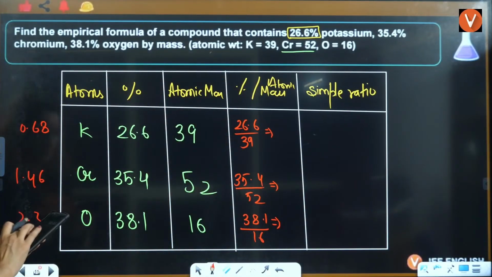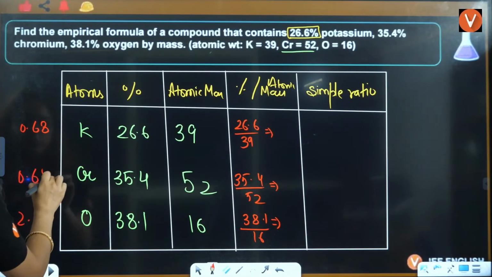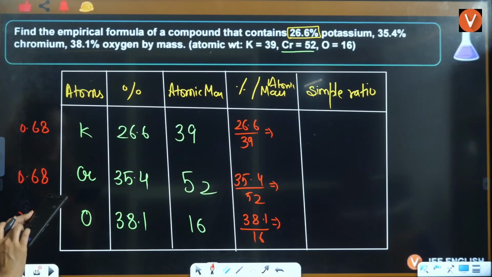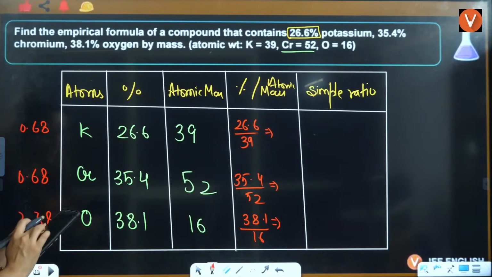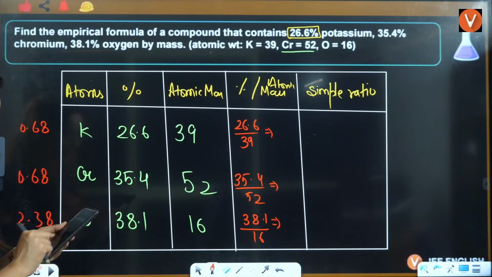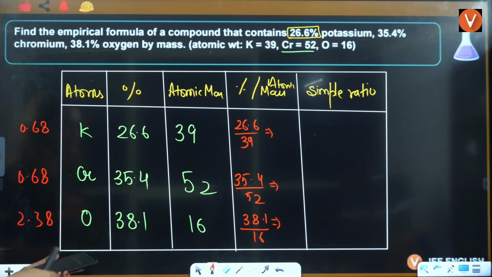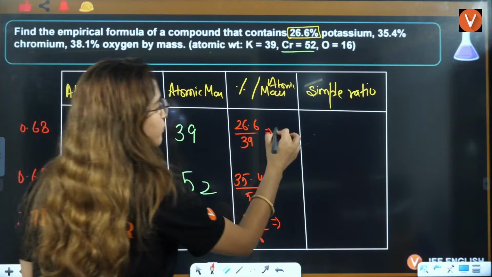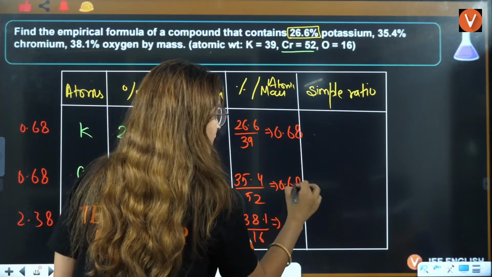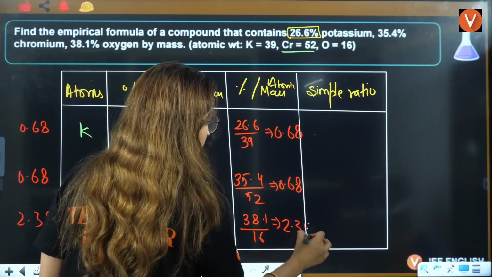This will be... this is also coming out to be 0.68 only, right? And this will be, I think, 3 times, right? That is 2.38, and if I multiply this 35.4 divided by 52 with 3, I am getting 2.04, which is not approximately the same, I would say. This is coming out to be 0.68. Here the calculations are tough, that is absolutely right.